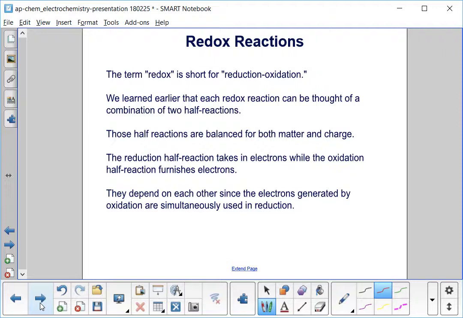We learned earlier that each redox reaction can be thought of as a combination of two half reactions. Those half reactions are balanced for both matter and charge. The reduction half reaction takes in electrons, while the oxidation half reaction gives up or furnishes those same electrons. They depend on each other since the electrons generated by oxidation are simultaneously used in reduction. So the number of electrons lost is equal to the number of electrons gained.